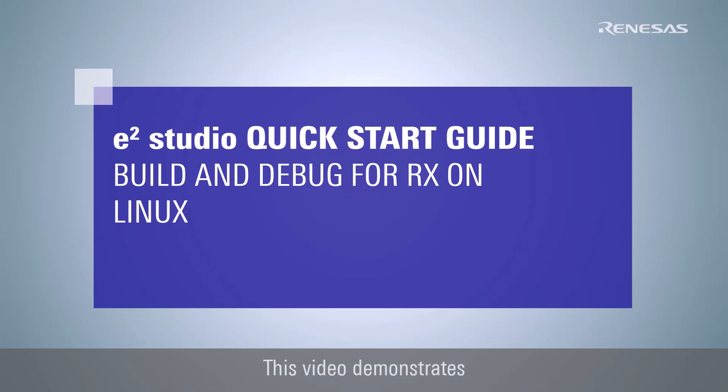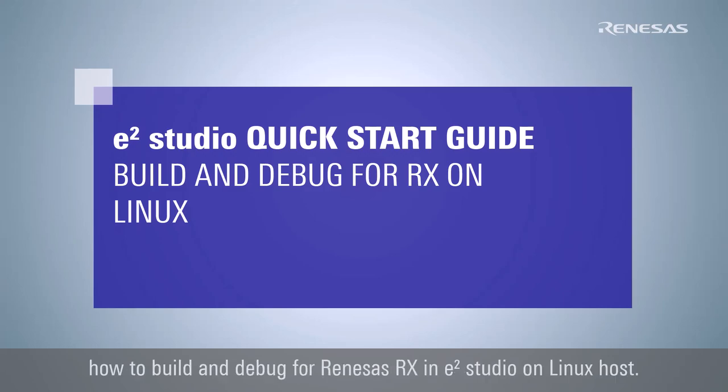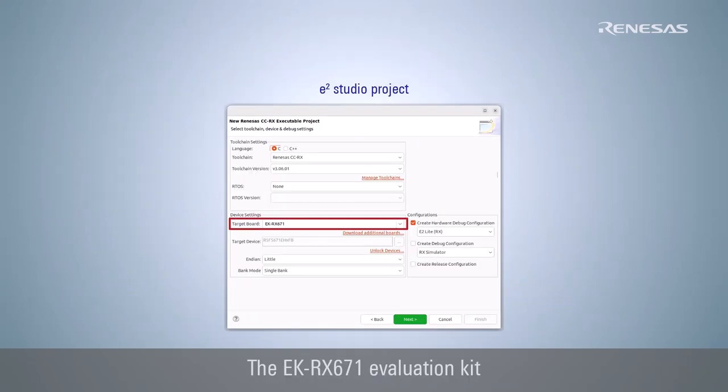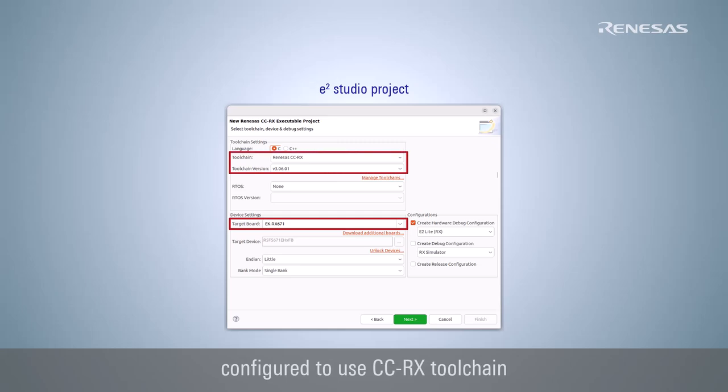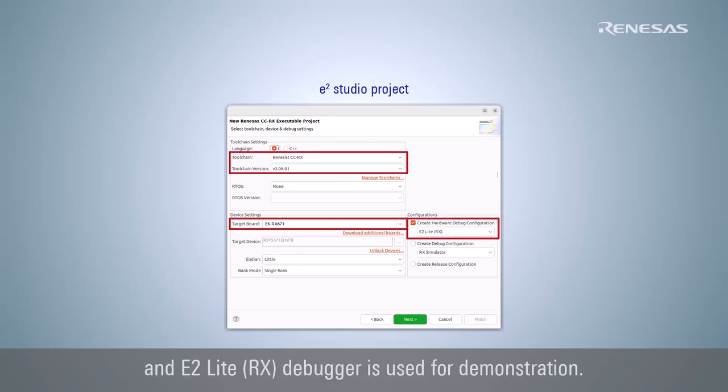This video demonstrates how to build and debug for Renesas RX in e² studio on a Linux host. The RX671 Evaluation Kit, configured to use the RX Toolchain, and the E2 Lite Debugger are used for demonstration.